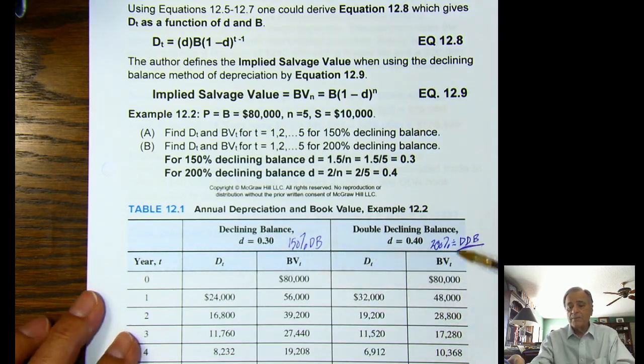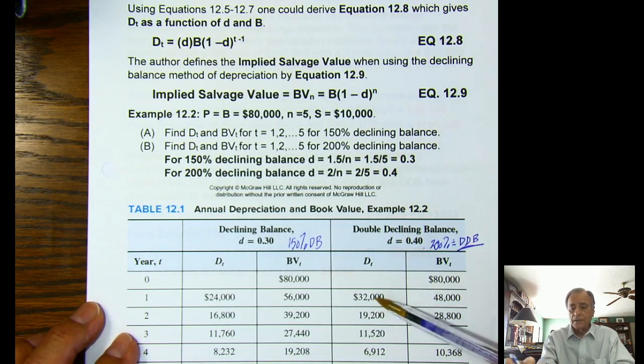For the 200% declining balance, you do the same calculations, only now the depreciation is 40% of the previous book value. So 40% of $80,000 is 32,000. Subtract the 32 from the 80, you get 48, and then 40% of 48 is 19,200. You subtract the 19,200 from 48, you get 28,800, and so on down the line.